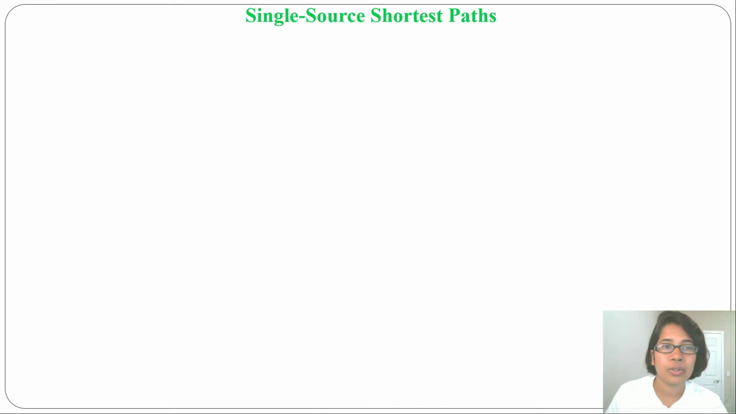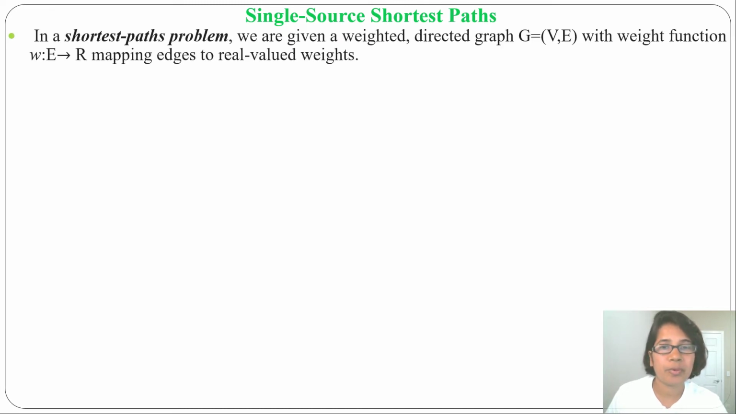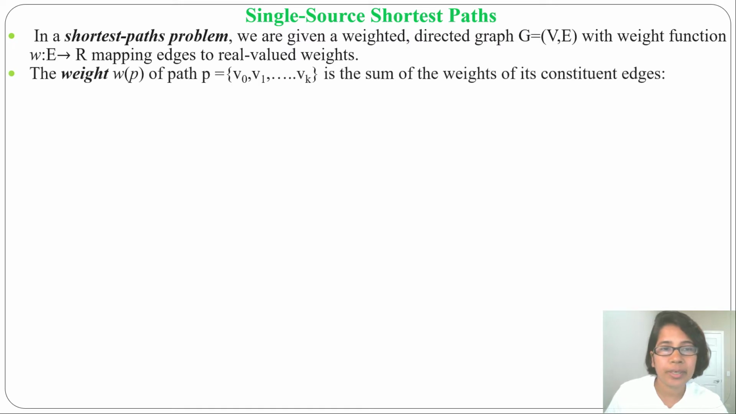and I will visit. So in a shortest path problem, we are given a weighted directed graph G equals (V, E). Weights are given and directions are given, with a weight function W: E implies R, mapping edges to real valued weights. So the weight of the path P equals (v0, v1, up to vk) is the sum of the weights of its constituent edges. Or you can say W(P) equals the sum from i equals 1 to k of w(v(i-1), vi).